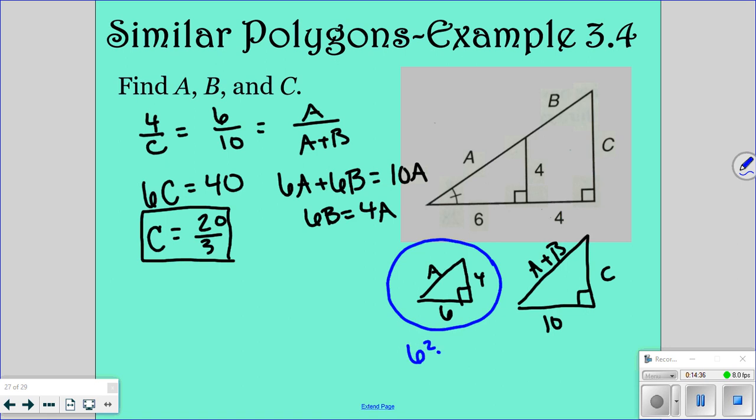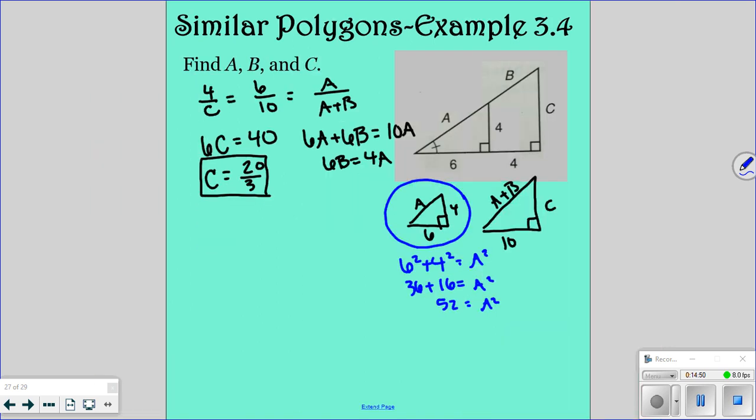So 6 squared plus 4 squared is equal to A squared. So 36 plus 16 equals A squared. 36 and 16 is 52. And then if you take the square root, if we want to simplify, we need to factor 52. And it factors as 4 and 13, and 4 factors as 2 and 2.